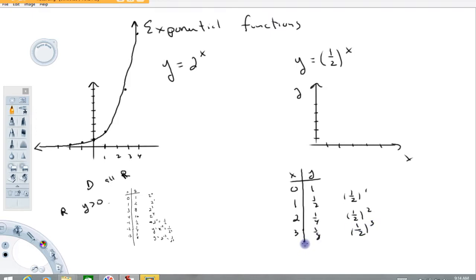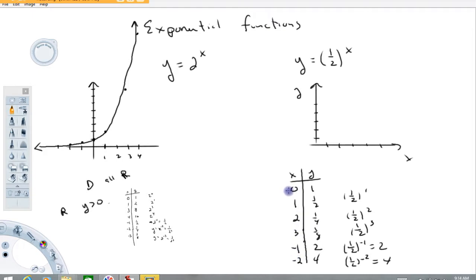Now, I'm just going to do one or two negative ones. If x is -1, then y is going to be 1/2 to the -1, which is 2. And if x is -2, 1/2 to the -2 is 4, because it's 1 over 1/2. And you'll notice now that this thing's kind of getting bigger in the other direction.